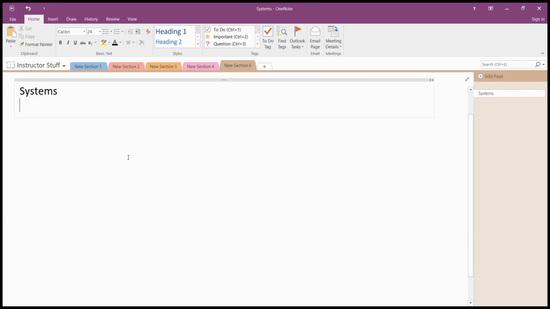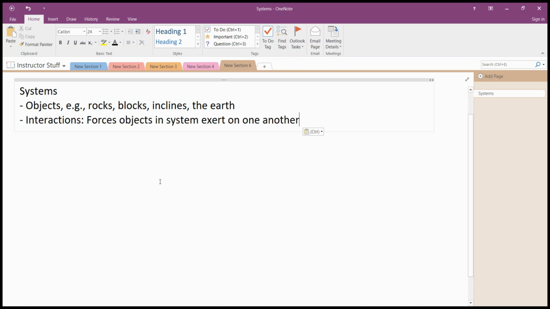Let's talk about systems. Systems consist of two chief things. They consist of objects, and an object can be anything you can think of, any object at all: a rock, a block, inclines, even the earth itself, and interactions. Interactions are the forces that the objects in your system exert on each other. And so, in total, a system is a collection of objects and their interactions.